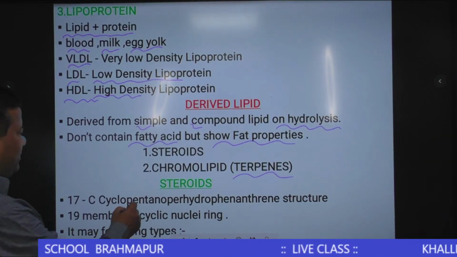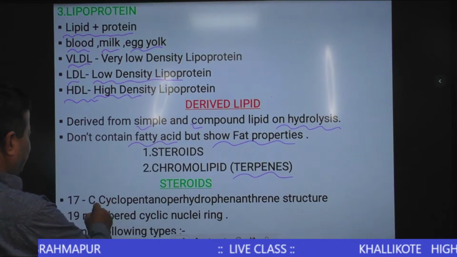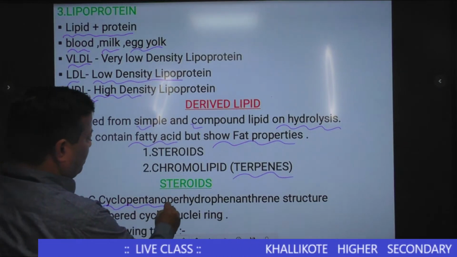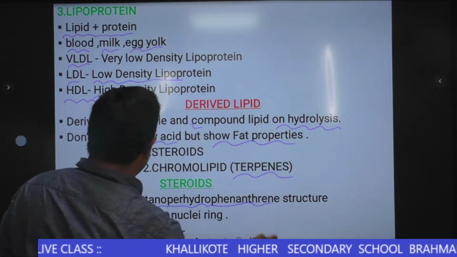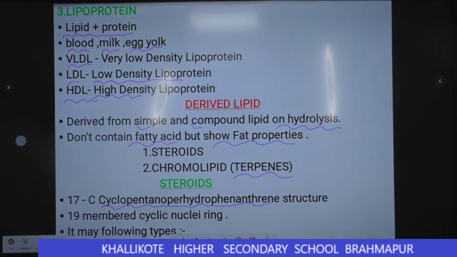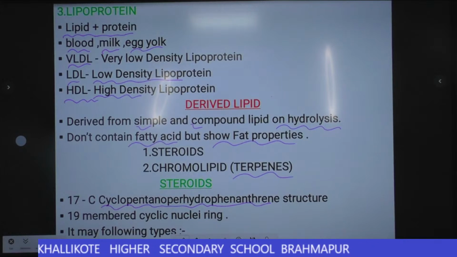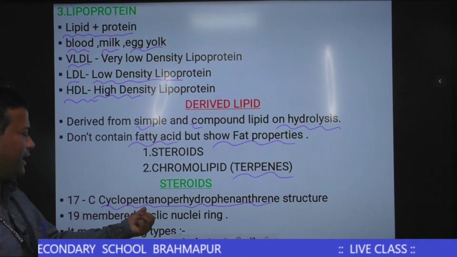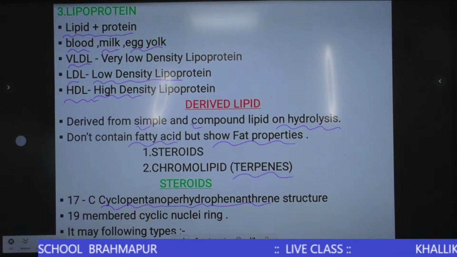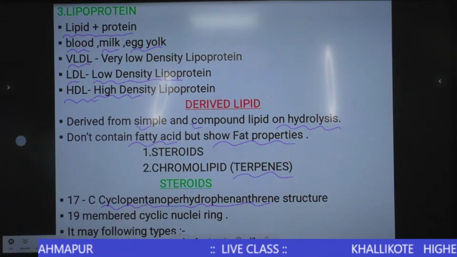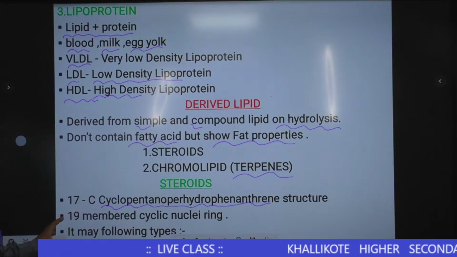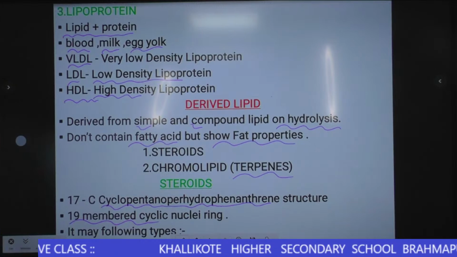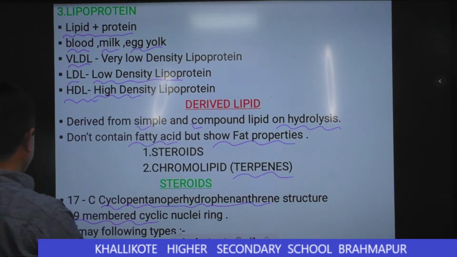Steroids have a cyclopentano perhydrophenanthrene structure. They have 17 carbon atoms. Specially, steroids are called cyclopentano perhydrophenanthrene structures, but they have a 19-membered cyclic ring nuclear structure, and they are of different types.